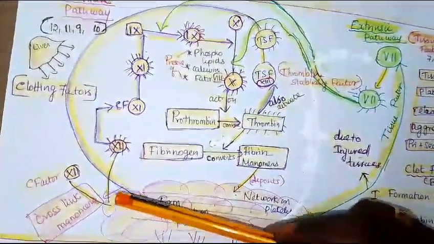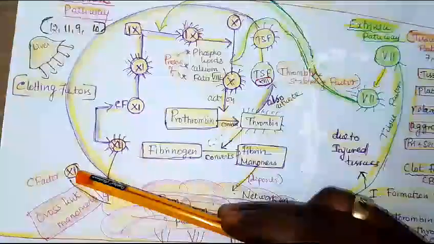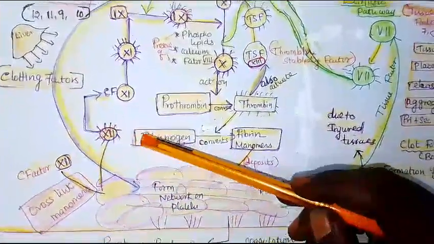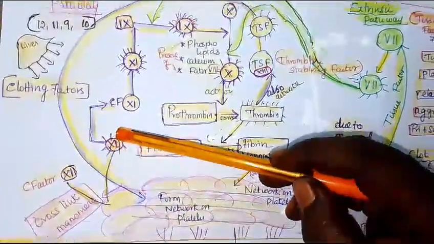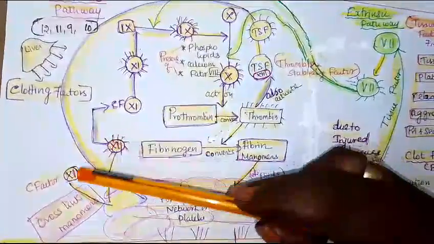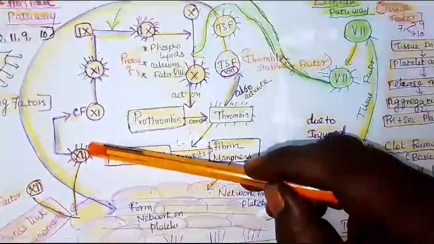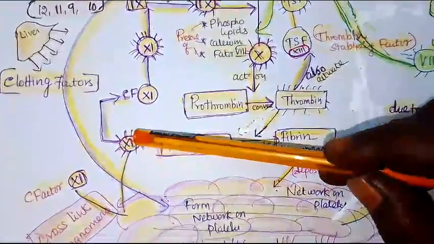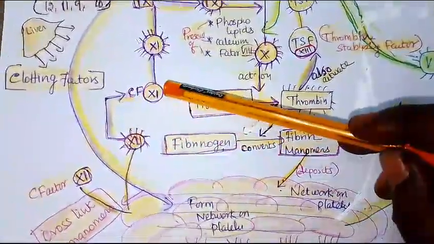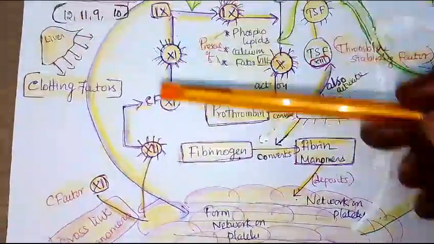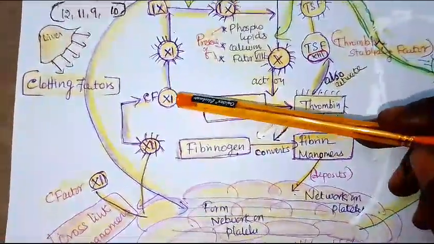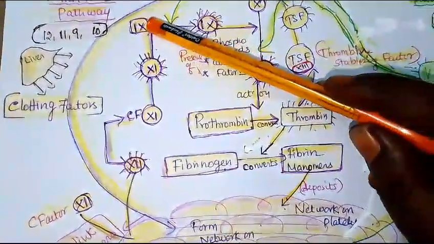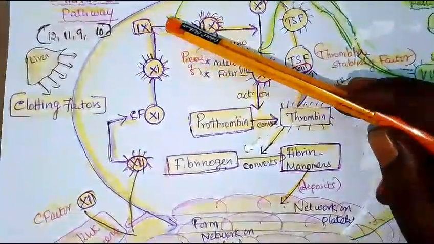So factor 12 gets activated. It changes from the non-active state to the active state once there is injury. This activated factor then activates another clotting factor, called factor 11. So 12 and 11 get activated. Then the activated factor 11 also stimulates and activates factor 9.